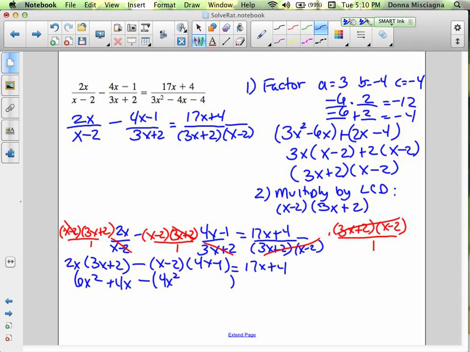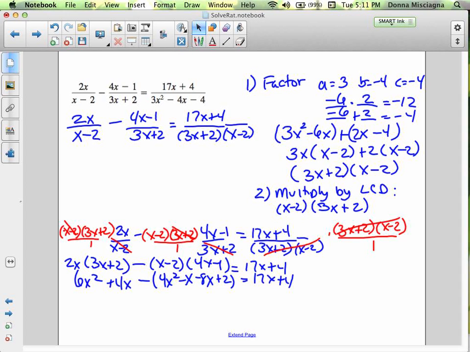The outer terms, x times negative 1 is going to be a negative x. Negative 2 times 4x is a negative 8x. And negative 2 times negative 1 is a positive 2. Equals 17x plus 4. Wish I had written just a little bit smaller here, because I could really use just a teeny bit more space.